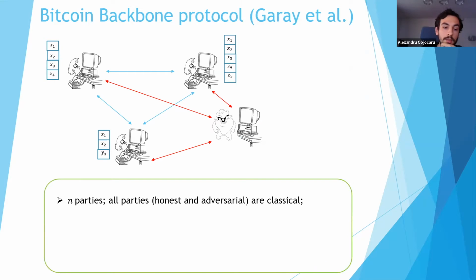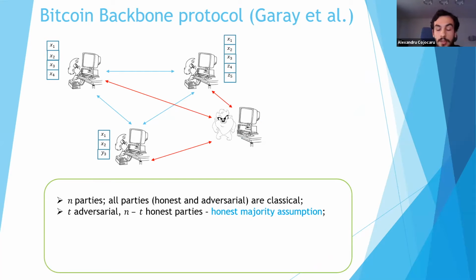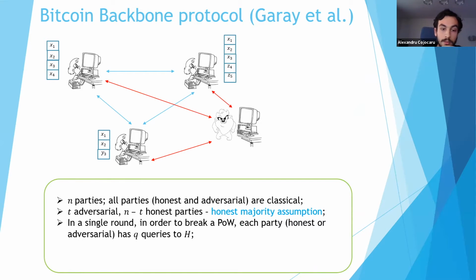Regarding the security model, we have n parties. All parties are either honest or adversarial, and have classical computers. We have t adversaries and n minus t honest parties. Between these two numbers, there exists an honest majority assumption, which is required to ensure the security of the backbone protocol. Then in a single round, in order to break a proof of work, each party, either honest party or adversary, has q queries to the function H, where H is essentially modeled as a classical random oracle.